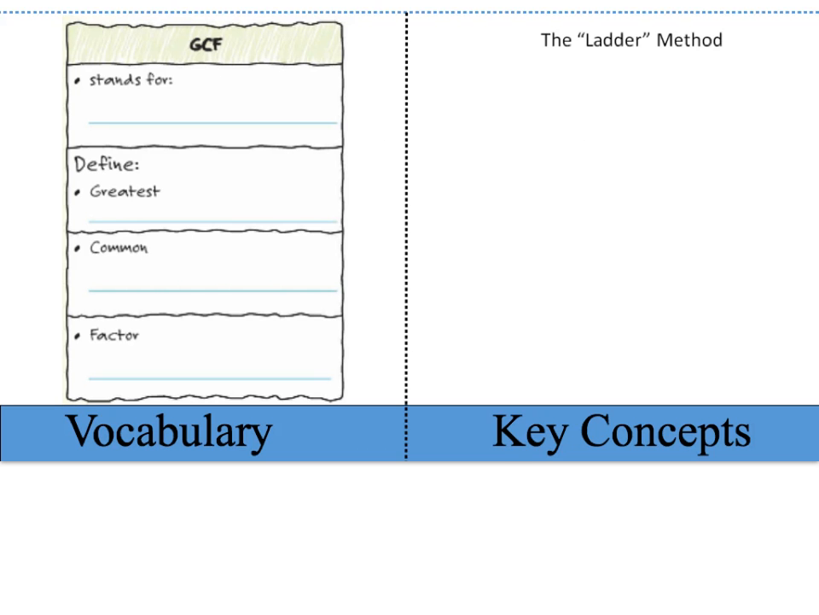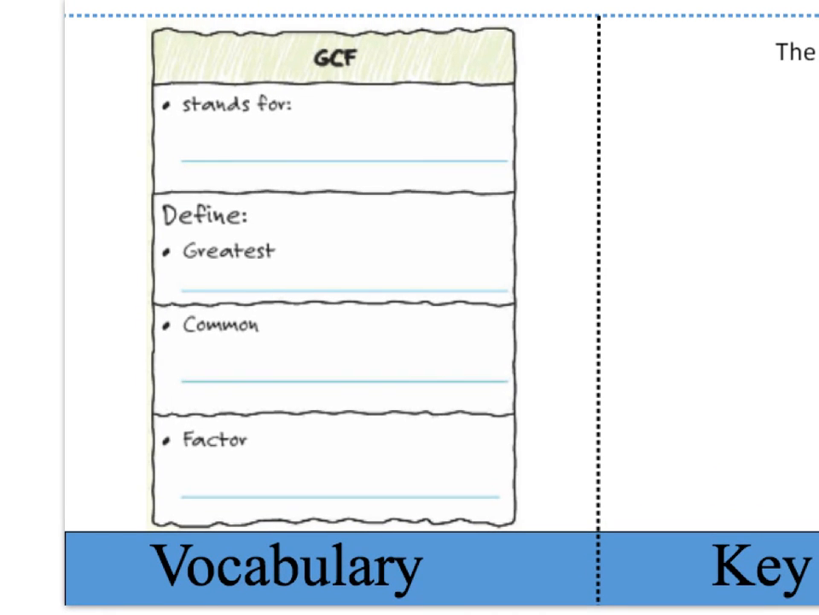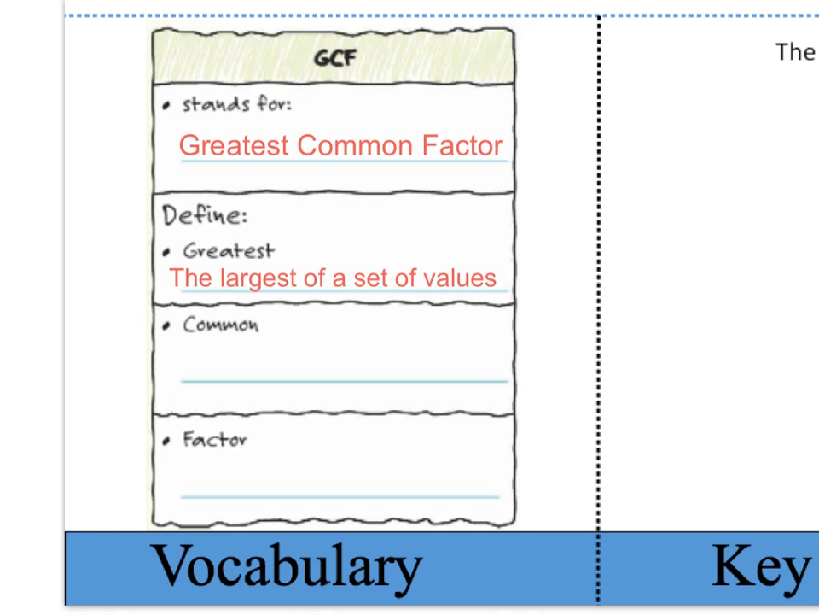So let's go ahead and talk about the vocabulary on the left-hand side of our notes. The vocabulary word that we're going to talk about is GCF. GCF stands for greatest common factor. So let's go ahead and define each term. The word greatest means the largest of a set of values. So basically think the biggest or the largest number.